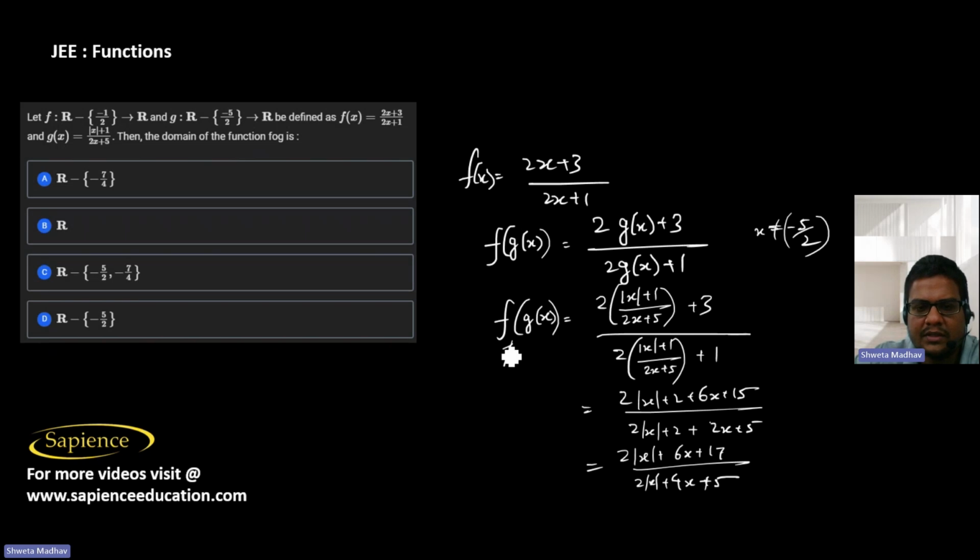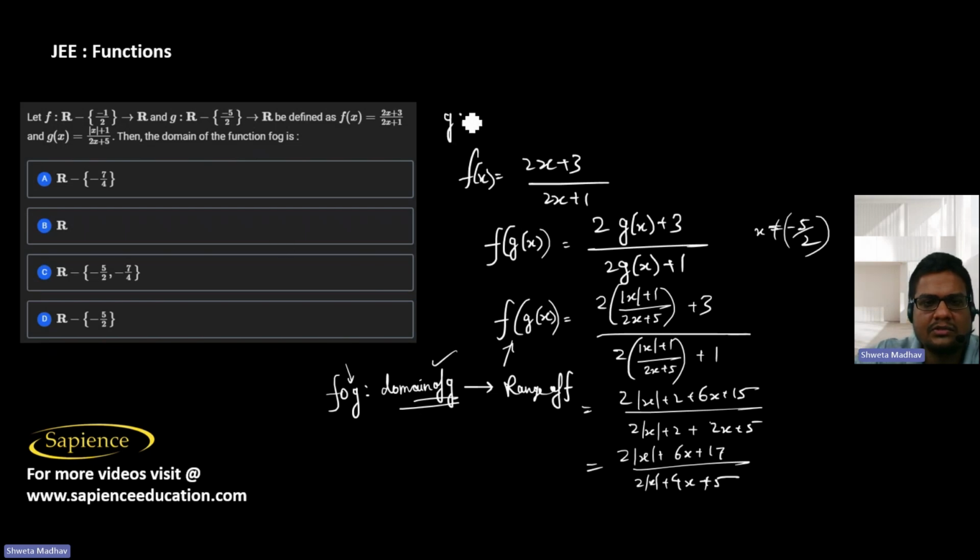So now here, f of g will map from the domain of g to the range of f. So it means that the domain of the function f of g will be the same as the domain of g. Now it is told that g maps from R minus 5 by 2 to R. So the domain of g is R minus 5 by 2. Therefore the domain of the function f of g also will be R minus 5 by 2. So option D is the correct answer.